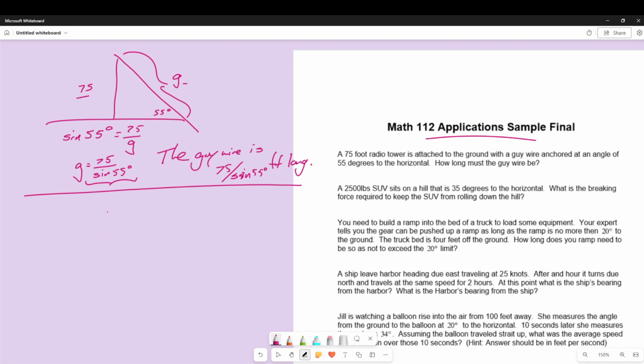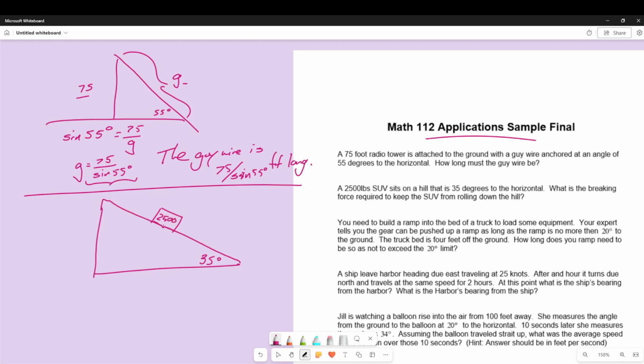A 2,500 pound SUV sits on a hill. So we've got a big mass on a hill. That hill is 35 degrees to the horizontal. What is the braking force required? Technically, this is a vector projection problem, which we didn't really do that much of. We didn't do projection at all. So this might be a little outside of the scale of problems that you would see.